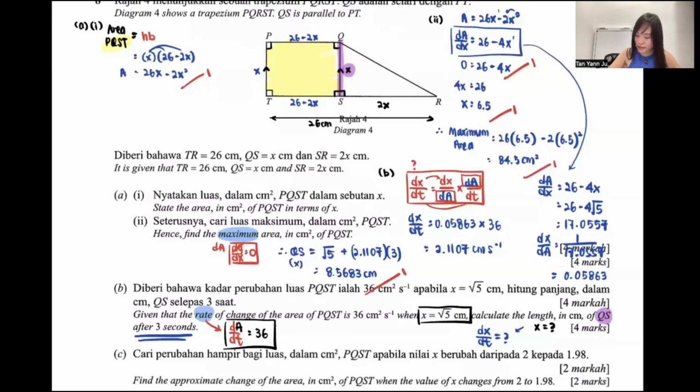4 marks. Obviously, this answer 1 mark. Obviously, the chain rule 1 mark. Let me see where else we have the rest of the marks. Oh, you can get 2.11, another 1 mark.